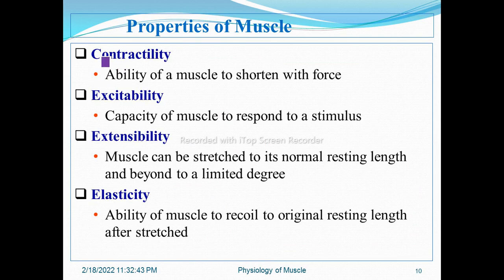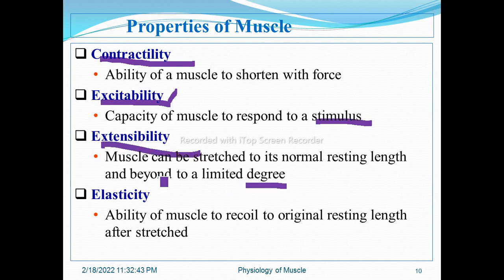The first property is contractility, the ability of muscle to shorten with force. The other is excitability or irritability, the capacity of muscle to respond to a stimulus. Another is extensibility: muscles can be stretched beyond their normal resting length to a limited degree.